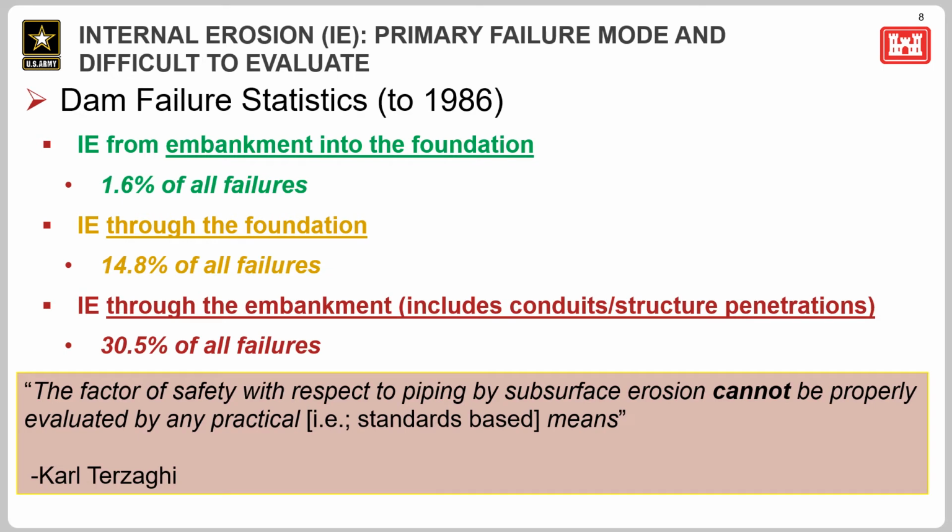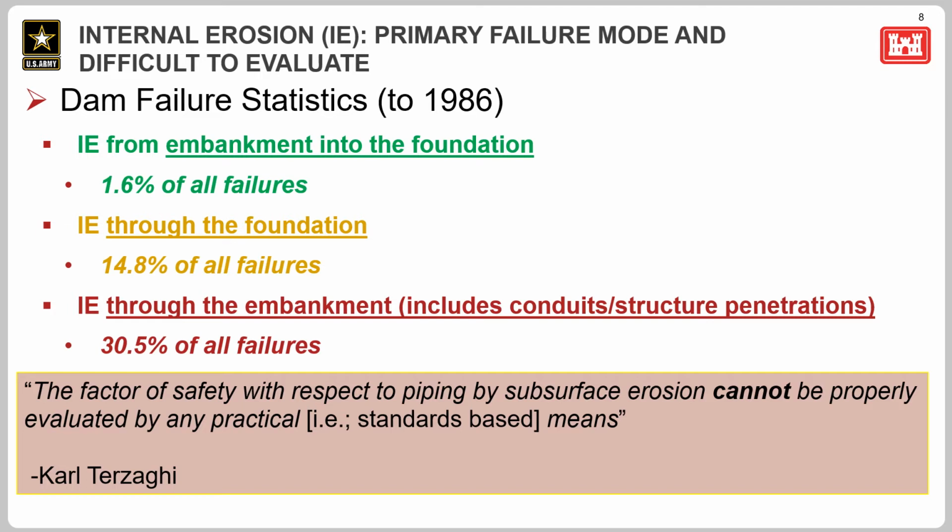Internal erosion can occur as embankment materials erode into the foundation, through the foundation, or through the embankment itself, and that includes along conduits or structural penetrations. Evaluating internal erosion failure modes is very difficult because there's not one standards-based approach that allows us to simply model the physics of the internal erosion initiation, continuation, how it progresses, or ultimately leads to failure.